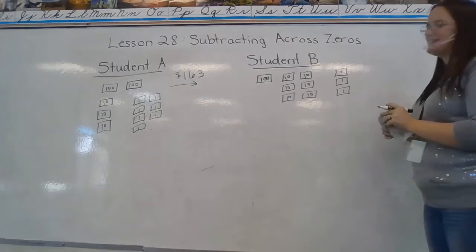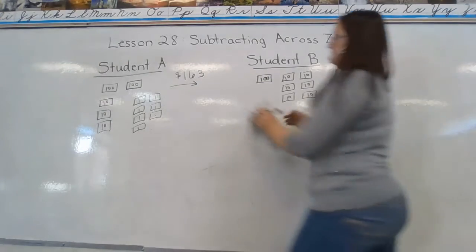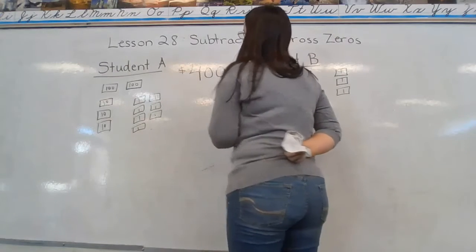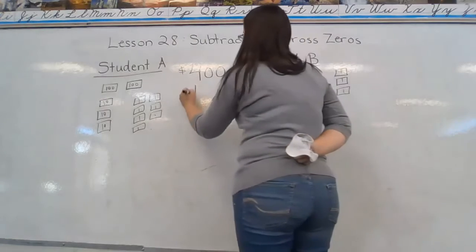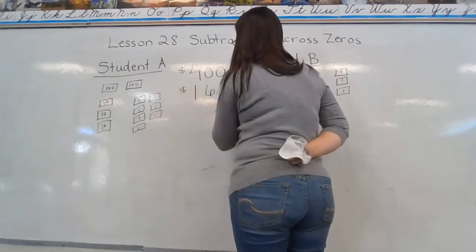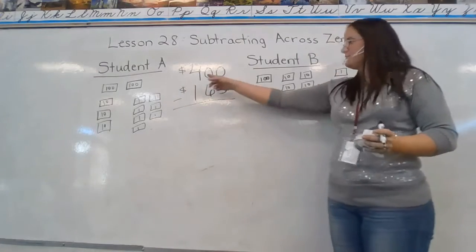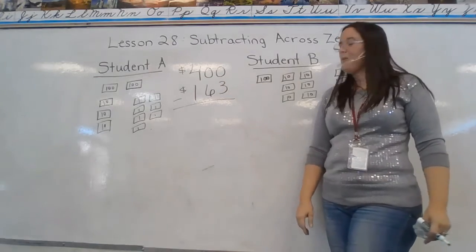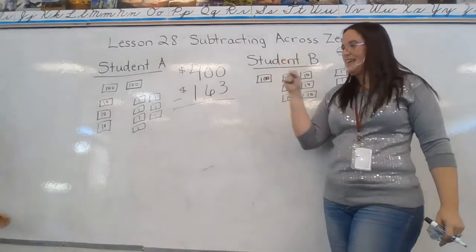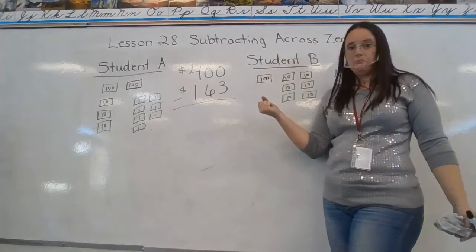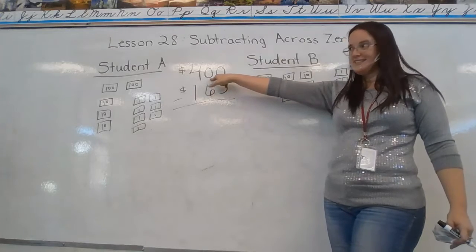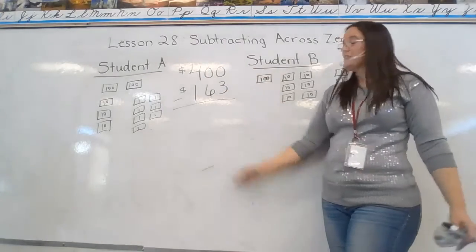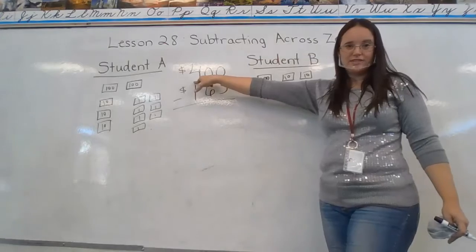Okay? Let's look at that as a subtraction problem. Student A started with $400, and they were supposed to give student B $163. So this is why we call it subtracting across zeros, because we have some zeros here that we really kind of need help with. Because if I have 0 ones, can I give you 3 ones? Can't do it. If I have 0 tens, can I borrow from a 10 to get more ones? I can't do it. So I have to go all the way over to the hundreds to borrow.